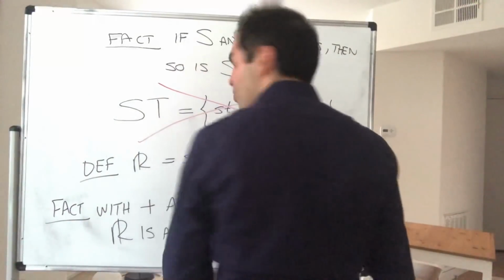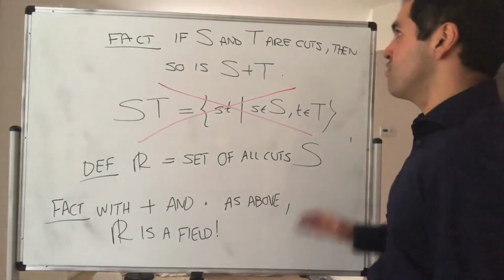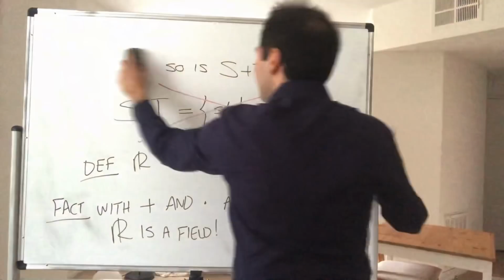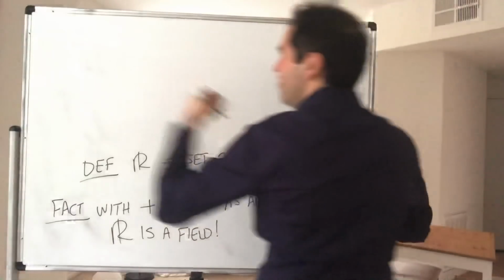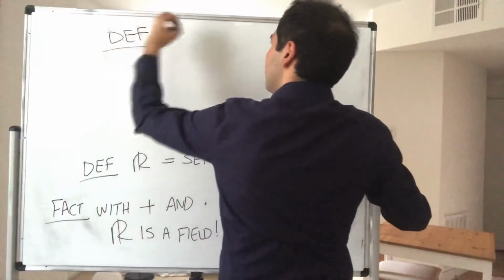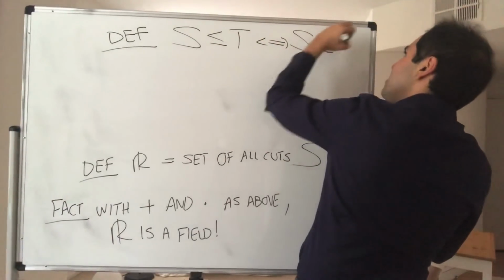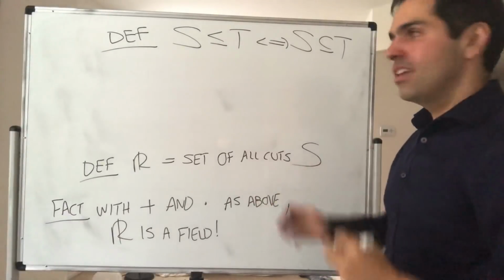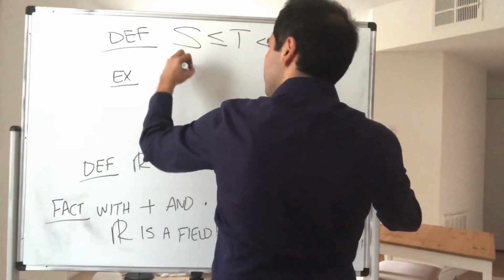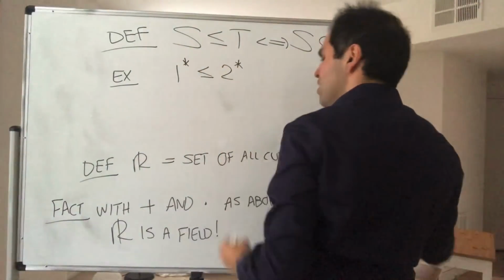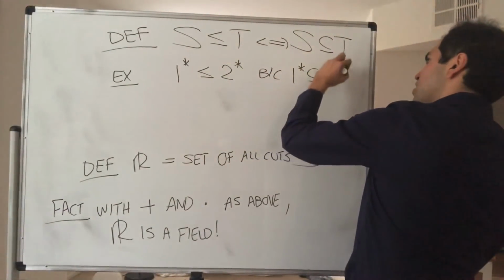So compared to what I said in section 3. And not only that, it's an ordered field with a beautiful order, it's so beautiful you won't believe it's true, but it is true. So definition, how would we order two real numbers? Well, S is less than or equal to T if and only if S is a subset of T. For instance, I'm claiming that 1 star is less than or equal to 2 star, and that's basically because 1 star is a subset of 2 star.